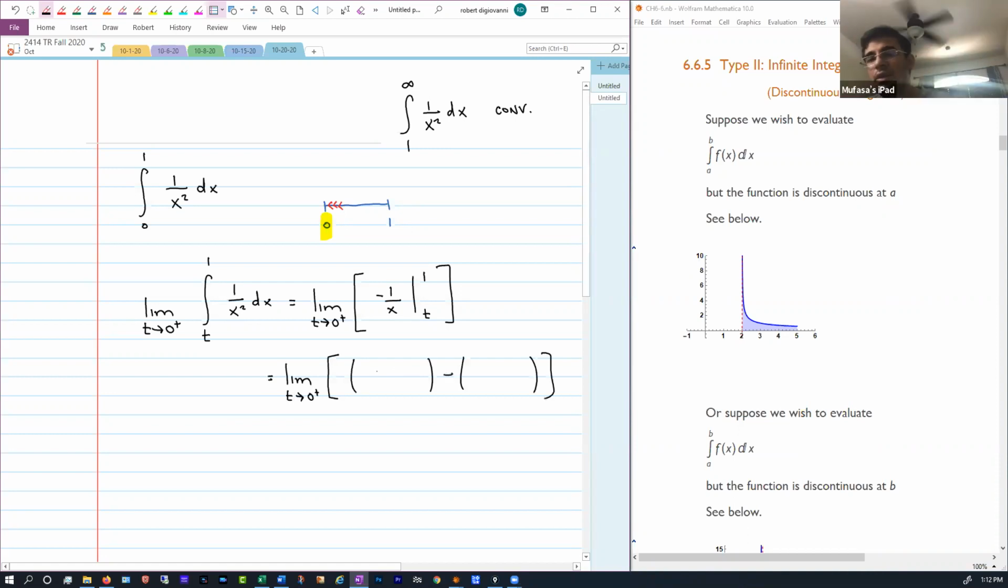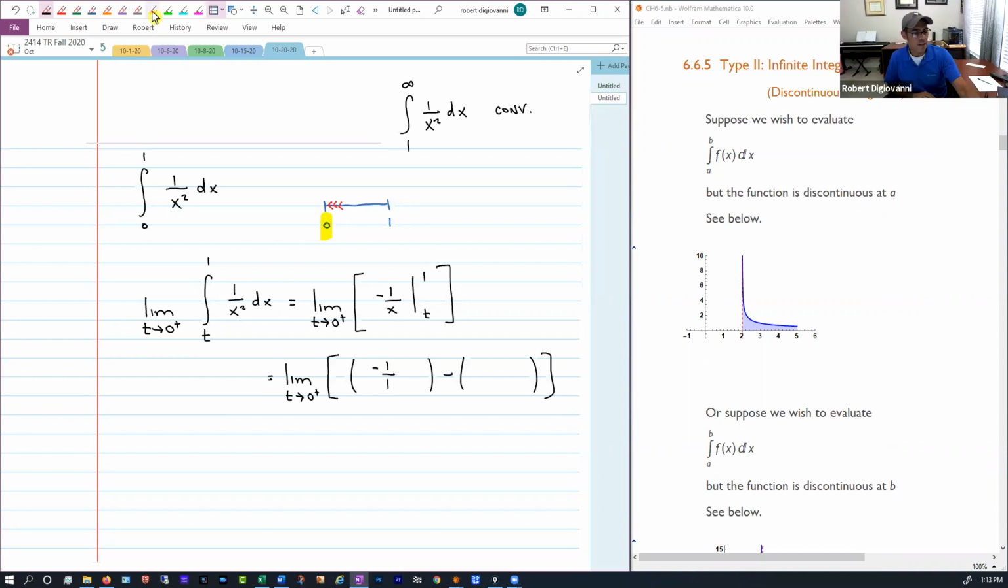How do we know that 0 is going from the right? Because the interval, look at your interval on the integral that's given to you. You're going from 0 to 1, right? So you're not allowed to be on the other side of 0. You have to be from 0 to the right.